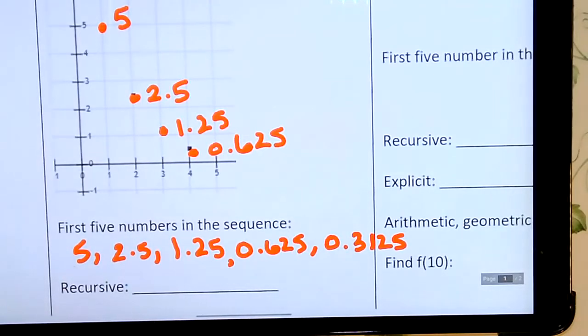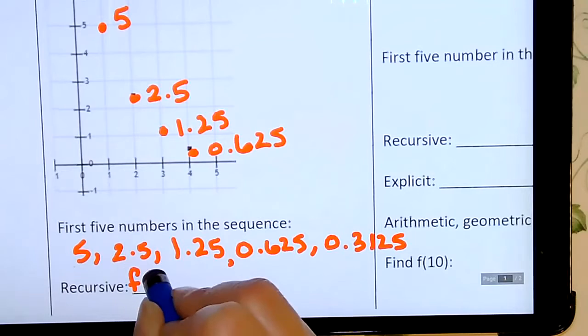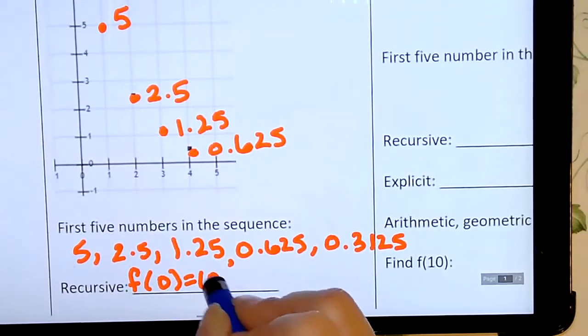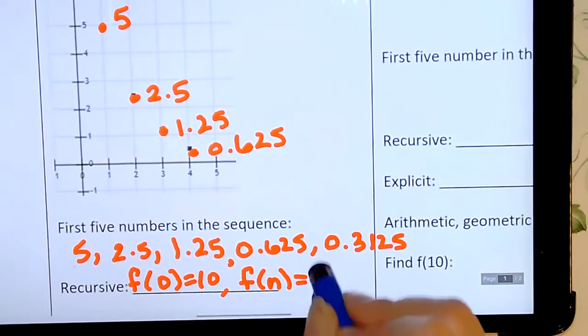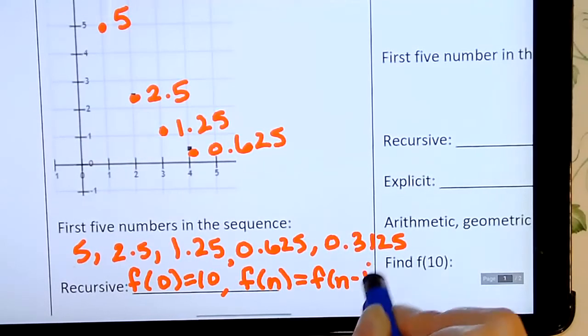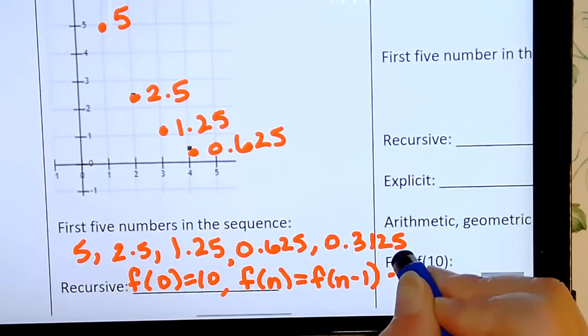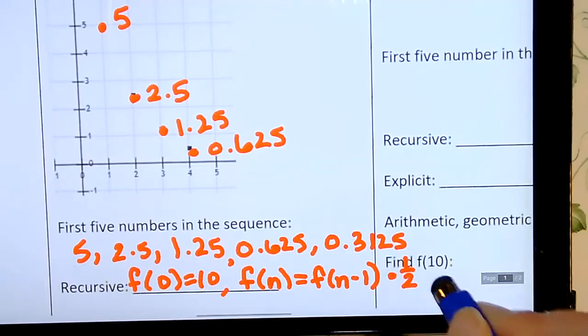Then recursive. So I'm going to start with my f of 0. My f of 0 was 10. Okay. And then I have f of n is equal to f of n minus 1. And what I'm doing, yes, I'm dividing by 2, but you want to think about it as multiplying by 1/2 or 0.5. Okay, that's multiply.